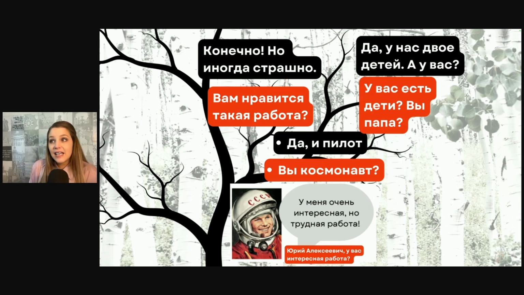All right, let's take it in another direction. We ask him, so we know he's a cosmonaut and a pilot. Let's ask him, are you a dad? Do you have kids? Right? So let's go back to that chapter on having and we say, у вас есть дети? Да? У вас есть дети? And then we say, вы папа? Are you a dad? And then he says, да, у нас двое детей. У нас двое детей. А у вас? Oh, look, now he's talking to you, and then you could answer for yourself.